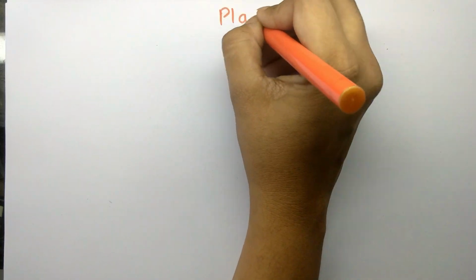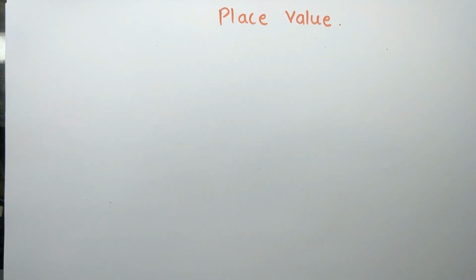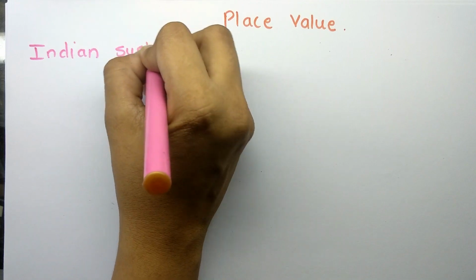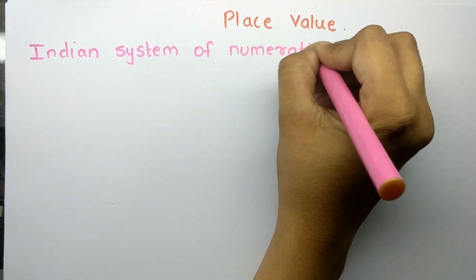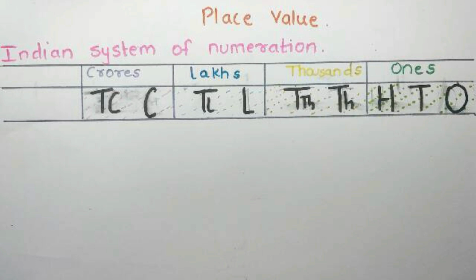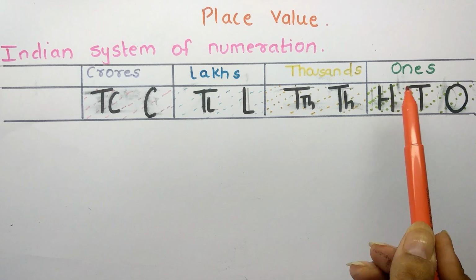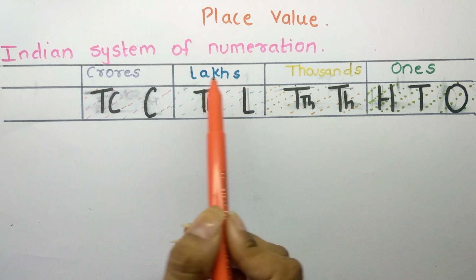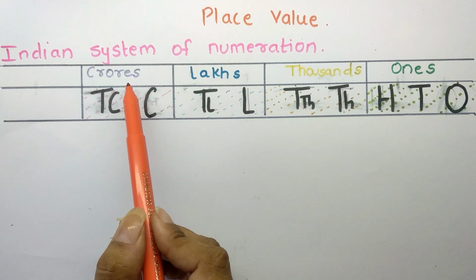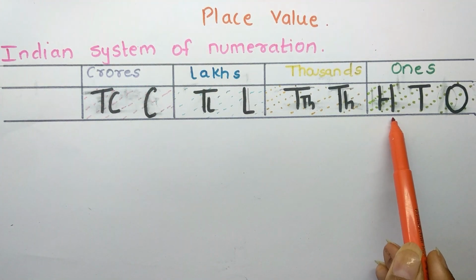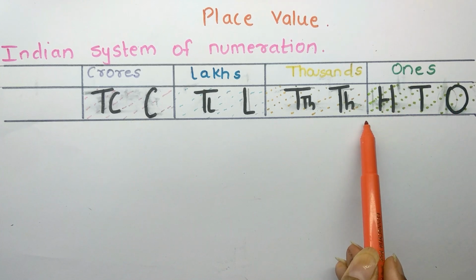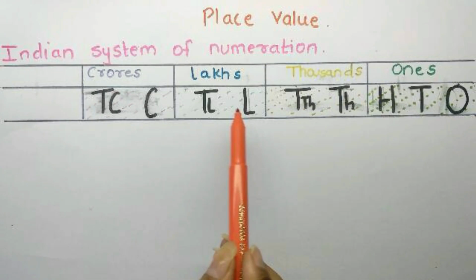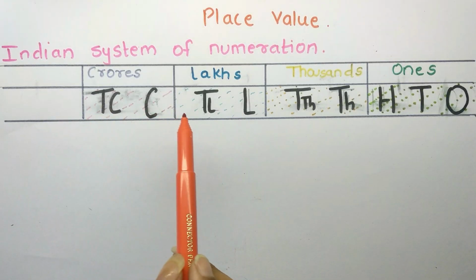Let us learn about the place values. We will start with the Indian system of numeration. I have written down the place value chart for the Indian system of numeration. It is divided into ones period, thousands period, lakhs period, and crores period. Ones period has ones, tens, hundreds. Thousands period will have thousand and 10,000. Lakhs period will have lakhs and 10 lakh. Crores period will have crore and 10 crore.